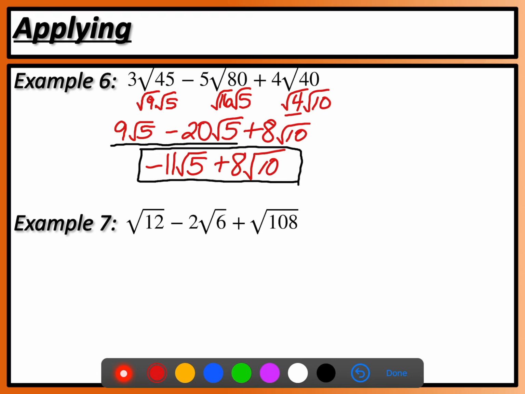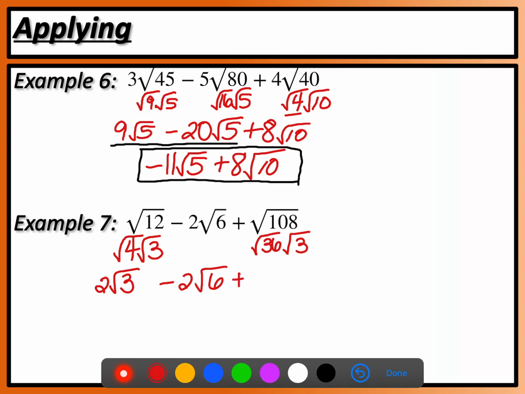Okay, we'll do one more here. So 12 is going to be square root of 3, square root of 4. Okay, 6 does not simplify because the only 2 numbers I get are 2 and 3. Neither one of those are a perfect square, so I'll just bring that down. And then 108, let me think for a second, I'm going to use 36 and 3. So 6 root 3.